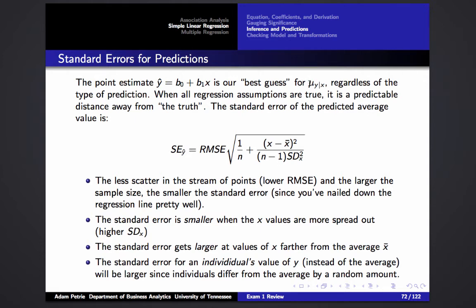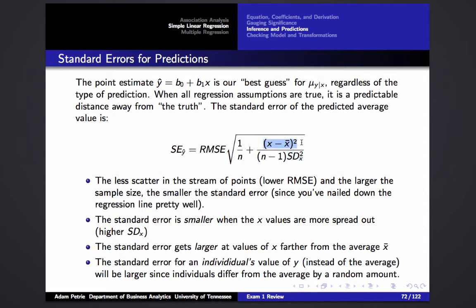So if we're trying to predict the overall average value of y at a particular value of x, here's the formula for the standard error, and we gain some interesting insight about how it works. Basically, the more scatter that we have in the points, the worse fitting our model is, the larger the root mean squared error is, the more uncertainty we're going to have in our predictions. That makes sense? The larger the data set we have, the larger the value of n, the smaller the standard error of our predictions is going to be. With more data, we've nailed down our estimates to a much higher precision. Another insight was that the farther the x's are spread out from each other, the larger the standard deviation of the x's, the more certain we are in our estimates, the smaller the value of the standard error.